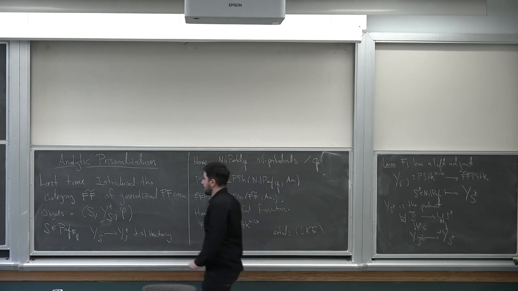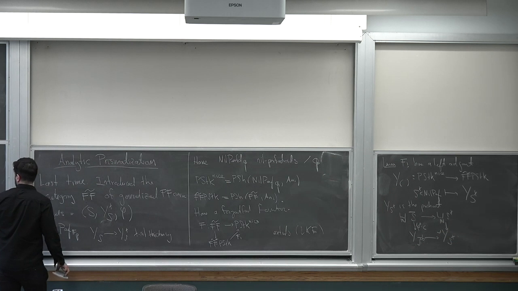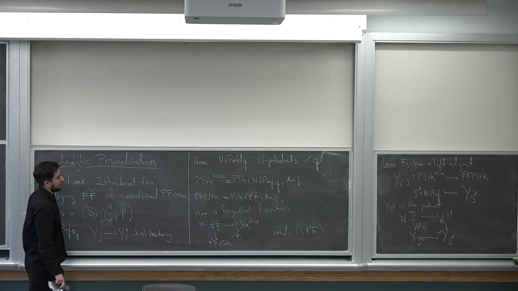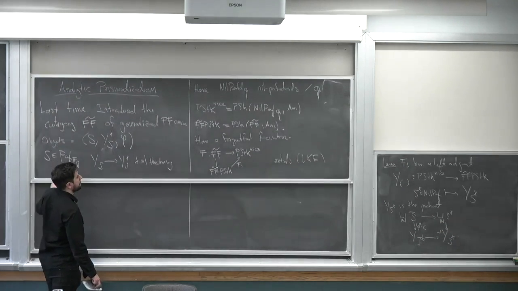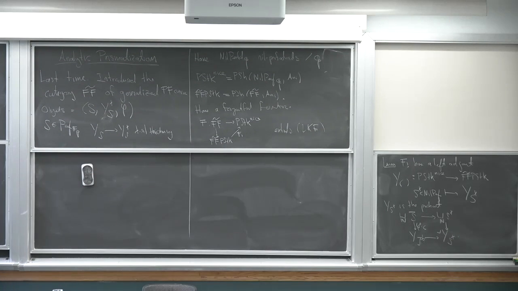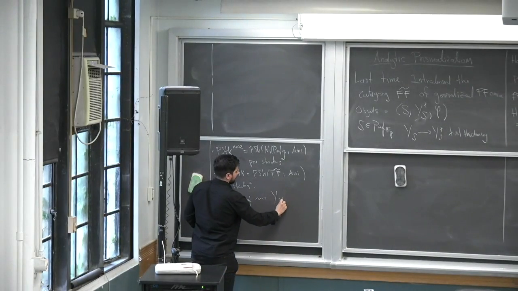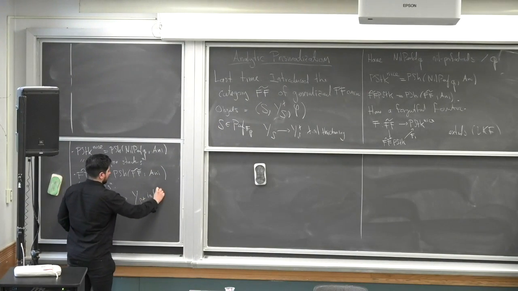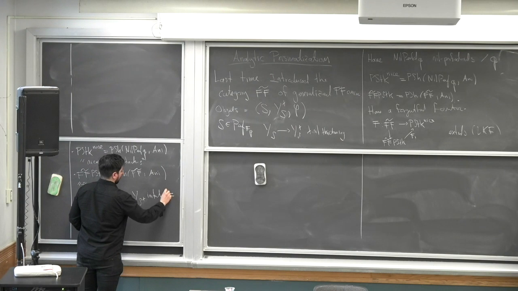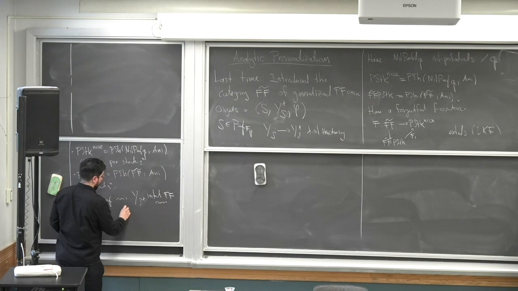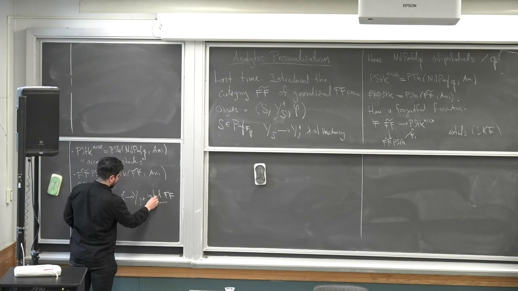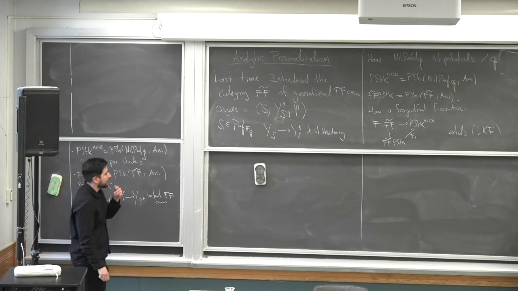Right. So even if S is perfectoid, we have a curve with a map. This is just the initial curve with the map.